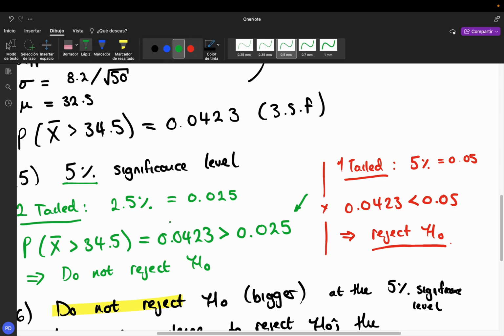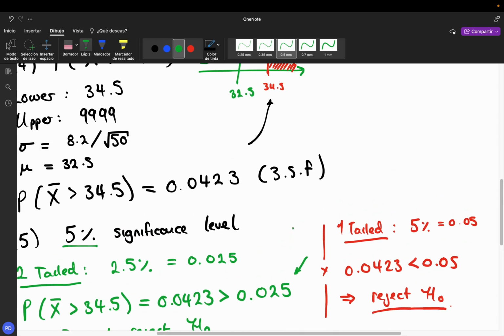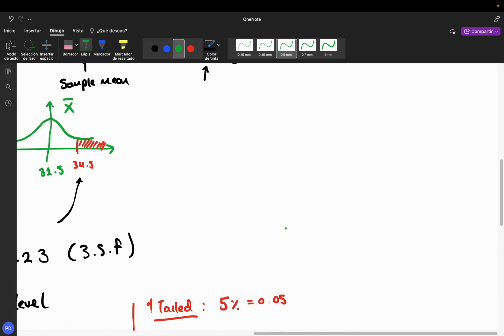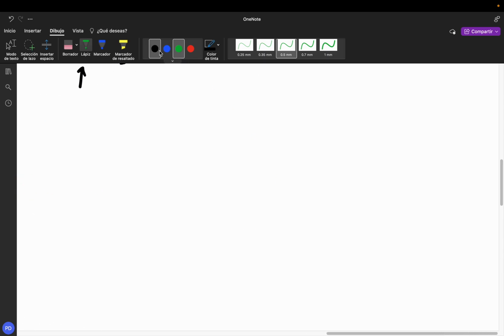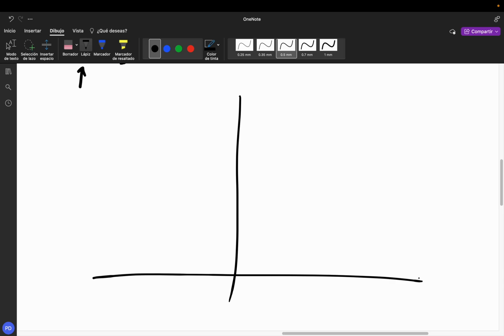Compared to when it was a 2-tailed and we saw that the number was bigger than our significance level, we didn't reject. Now, where is this coming from? So I'm going to draw another picture here. Where is this coming from? And why are there differences, and why do you care?